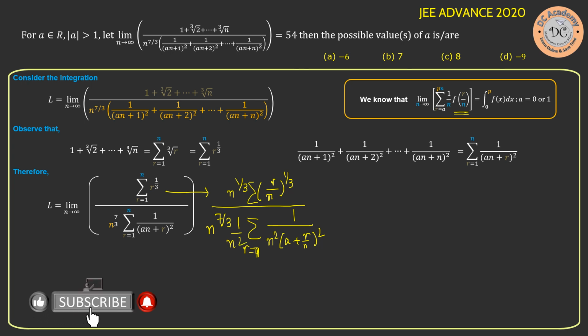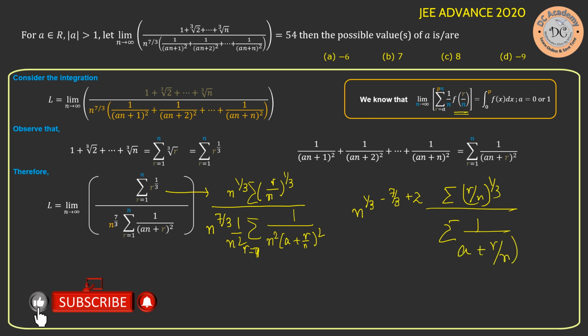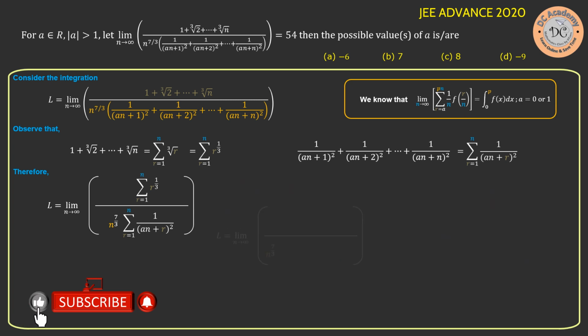So therefore if I write, we get it as n to the power 1 by 3 minus 7 by 3. This is 2, so this is plus 2, and summation of (r by n) whole to the power 1 by 3, and in the denominator we have summation 1 by (a plus (r by n) whole square). So now see that we are able to rewrite the denominator and numerator, or the function, in the form of r by n. So that's our job. So let's go ahead and notice that.